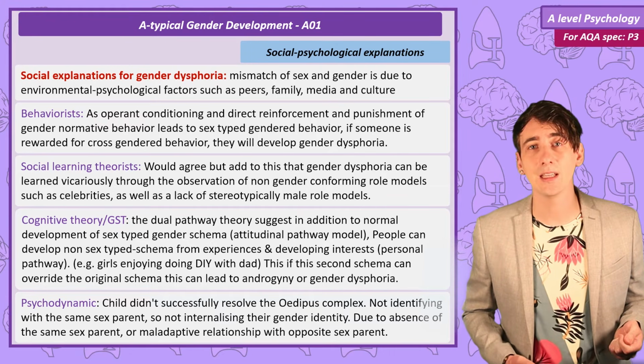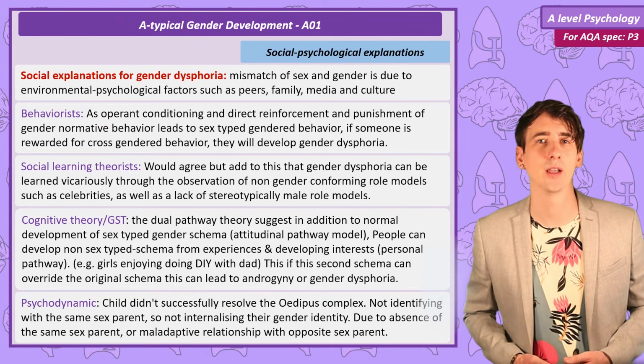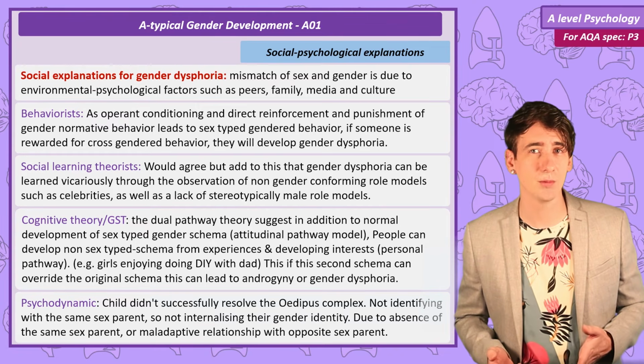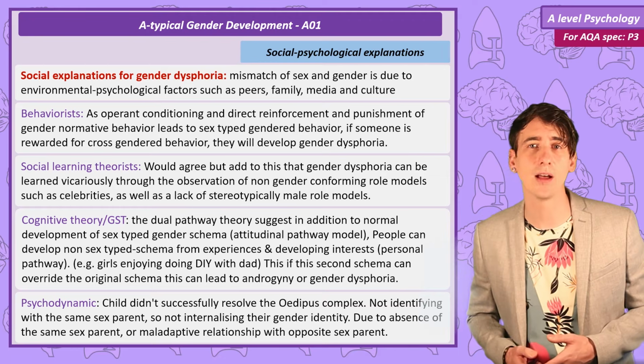One main cognitive idea is called the dual pathway theory. This suggests that children do develop the typical set of schemas that are sex-typed. This is the attitudinal pathway.